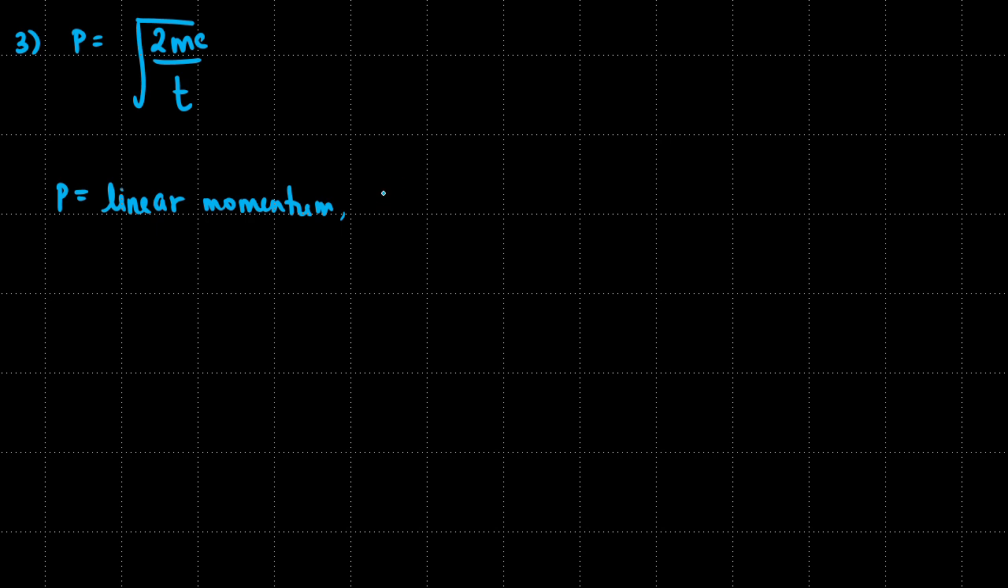Now let's move on to the third question, which is P equals square root of 2mE by t, where capital P is linear momentum, capital E is, so I wrote small e, it's supposed to be capital E, so small m capital E. Capital E is supposed to be energy, and T is supposed to be time, and M is mass.